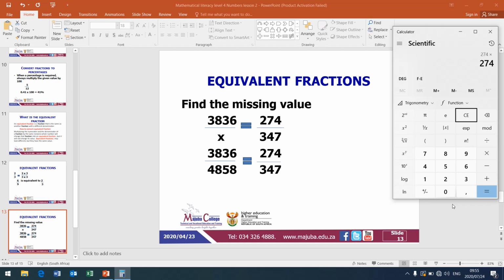We have 274. Let us multiply by 14. It gives us 3,836. Therefore, let us take 347 multiplied by 14. It gives us 4,858, which means these two fractions are equivalent to each other.